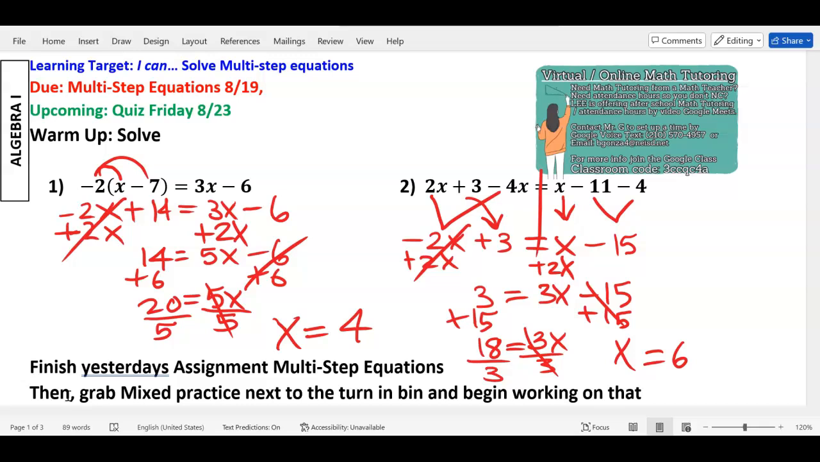It is next to the turn-in bin. So look over here. Right here, look. Next to the turn-in bin, today's assignment. If you finished yesterday's, please come grab this. We're doing mixed practice of all these different possibilities, okay? So, happy to help. Let me know if you have questions, but finish yesterday's assignment, then grab that one. If you're already done with yesterday's assignment, go grab that one and get started on mixed practice. That's what it's called. Cool. All right, here we go.